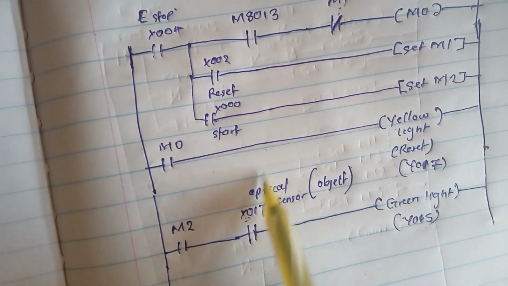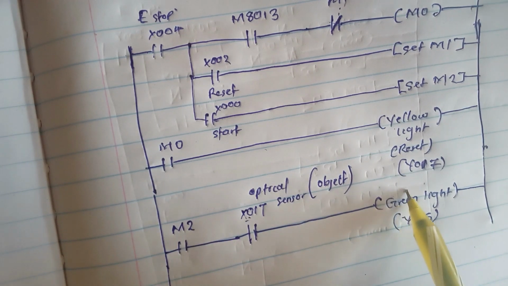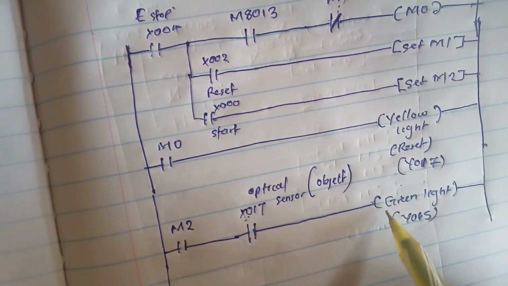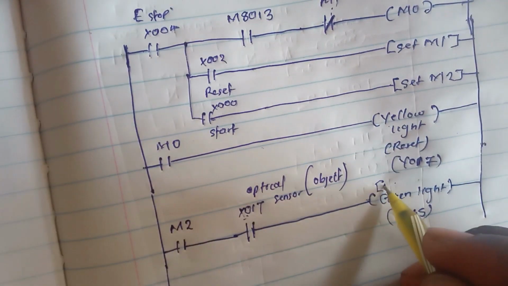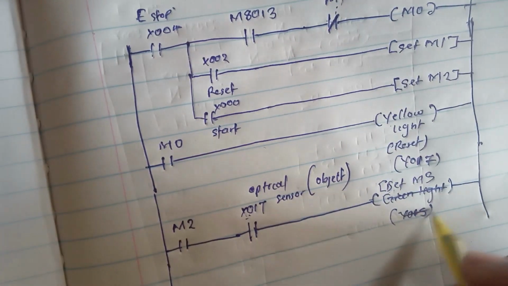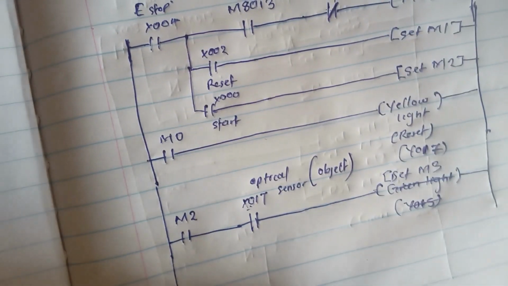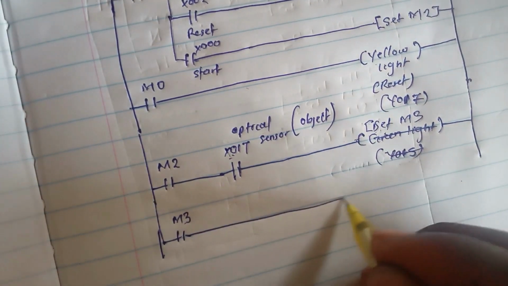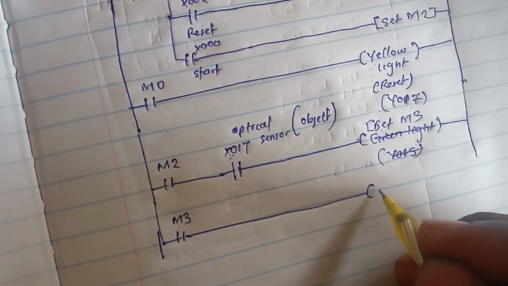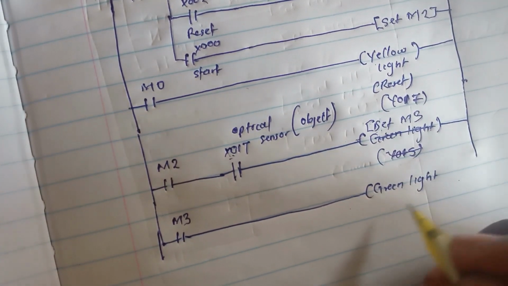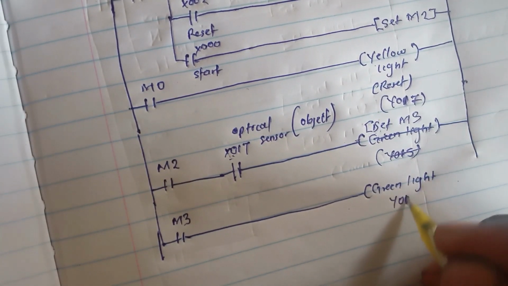Okay, let's do that. The value we can set maybe M3. Let's set M3 and do away with this. Then our M3 is going to turn on our green light. It is Y00, Y15.